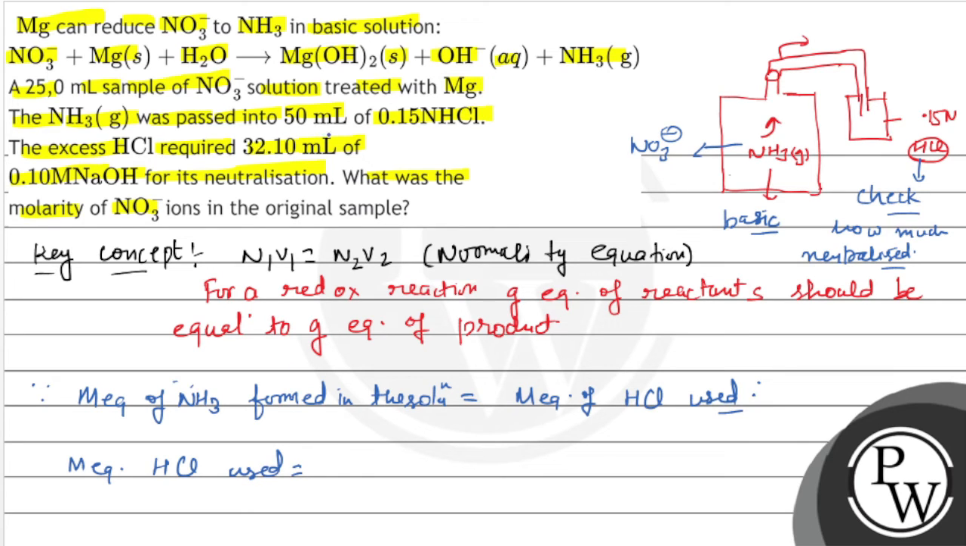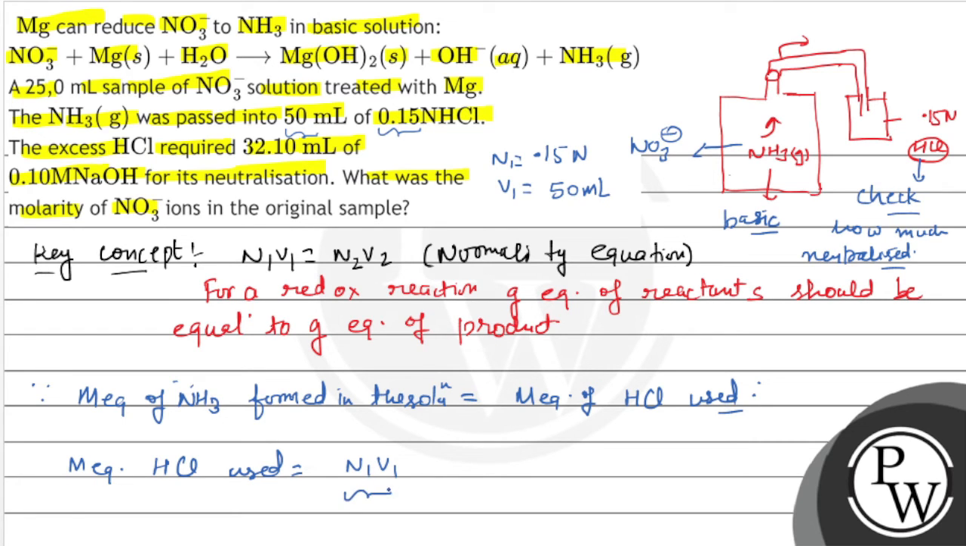Since we have 50 ml of 0.15 normal HCl solution, the number of gram equivalents in this solution would be equal to N1 into V1. Let's take N1 equal to 0.15 and V1 equal to 50 ml.